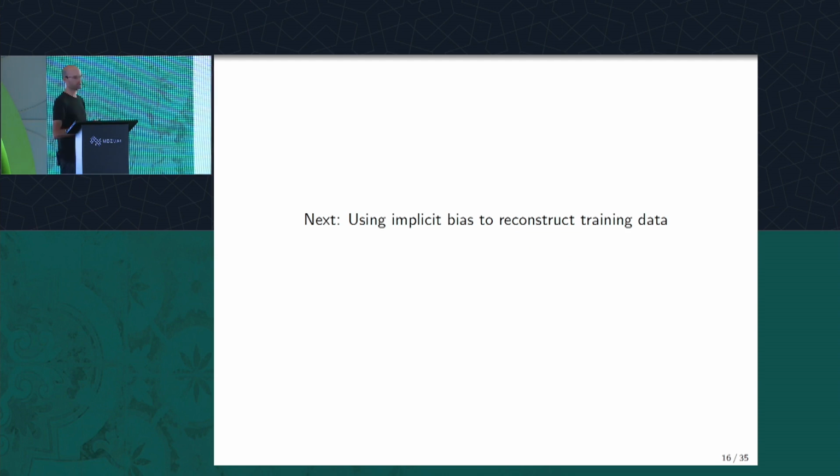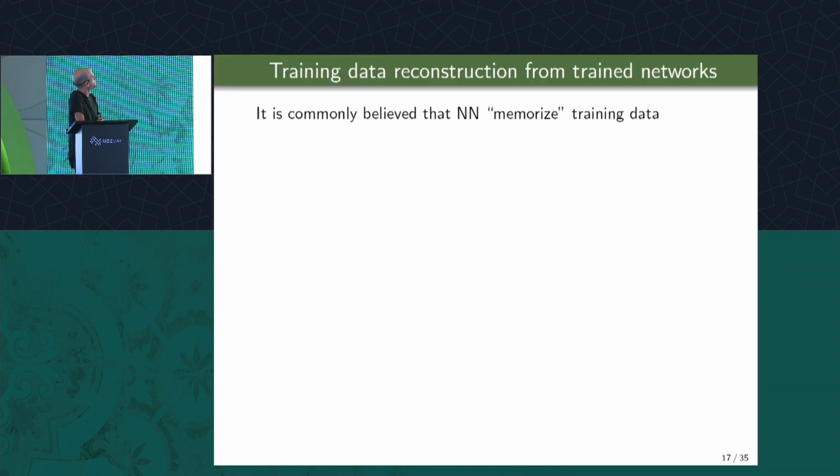So now I'll switch gears and talk about using implicit bias for a very different purpose in the context of reconstructing training data. This work is also a little bit more empirical. Okay, so the task that I'm going to talk about is someone gives me a neural network that I know was trained on some training data, and I want to understand whether, given this network, I can reconstruct the data that the network was trained on.